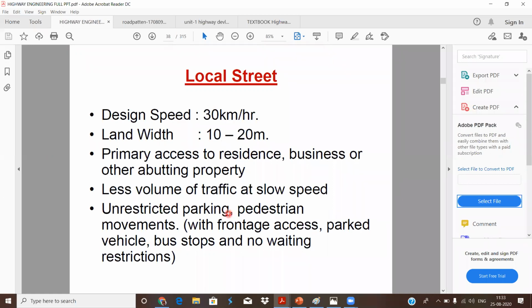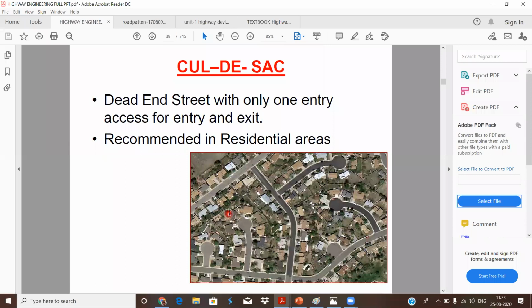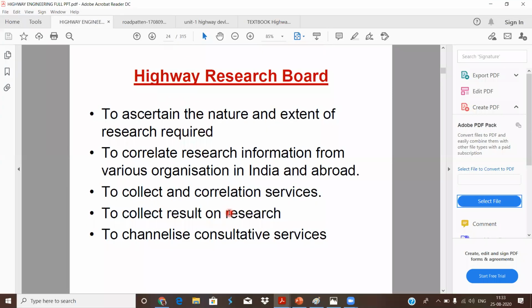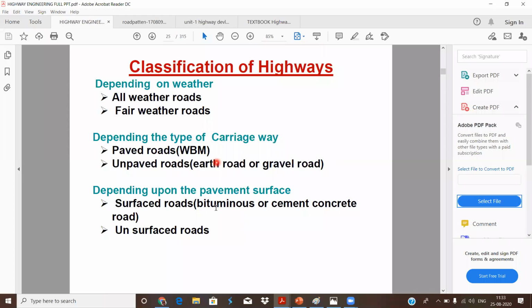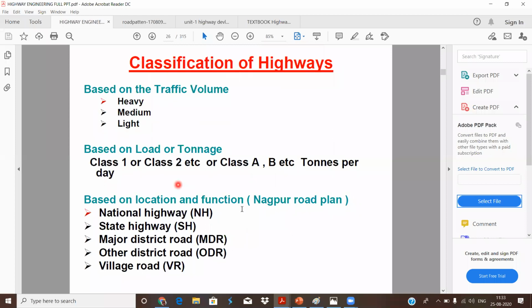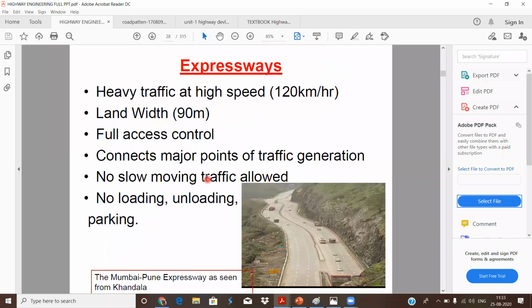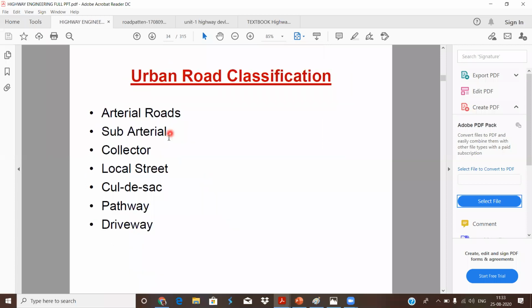Okay, these are the different types of classification of highways. The main important classifications are based on weather, type of carriageway, and pavement surface, and most important is based on the rural area or the Nagpur Road Plan: national highway, state highway, major district, other district, and village roads. But based on the third twenty-year plan, primary, secondary, tertiary, while for urban areas, it is considered as arterial, subarterial, collector, and local streets.